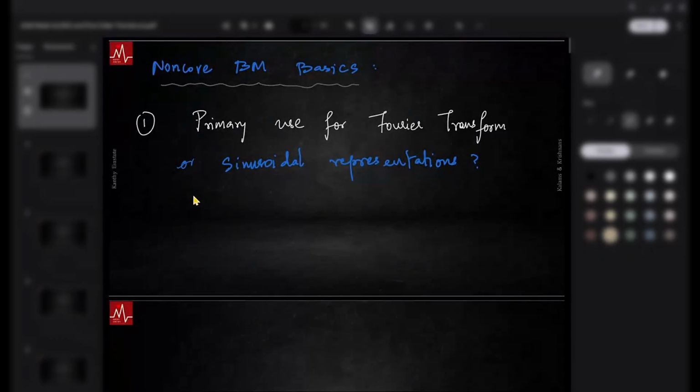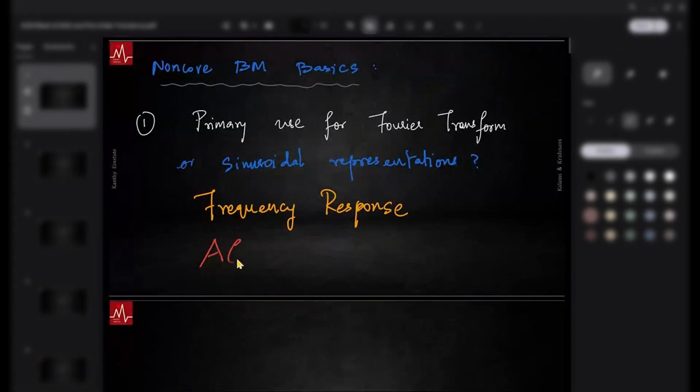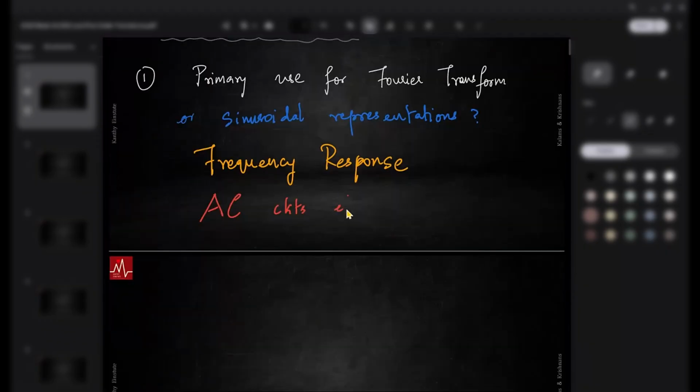My answer would be frequency response. Characterizing, analyzing, frequency response. That is whenever you have things that are periodic, repeating, AC circuits, you can characterize signal. One is you can characterize signal. You can see what frequency are there. That is one thing. Characterize signal.